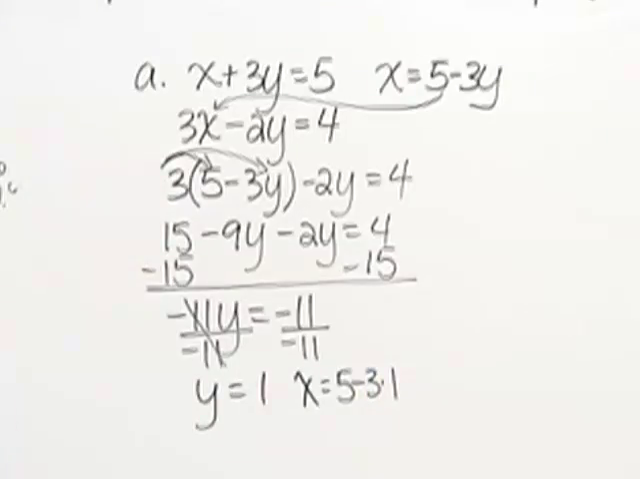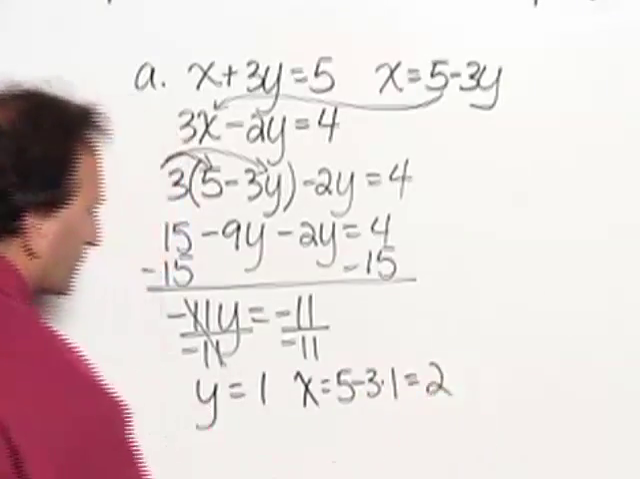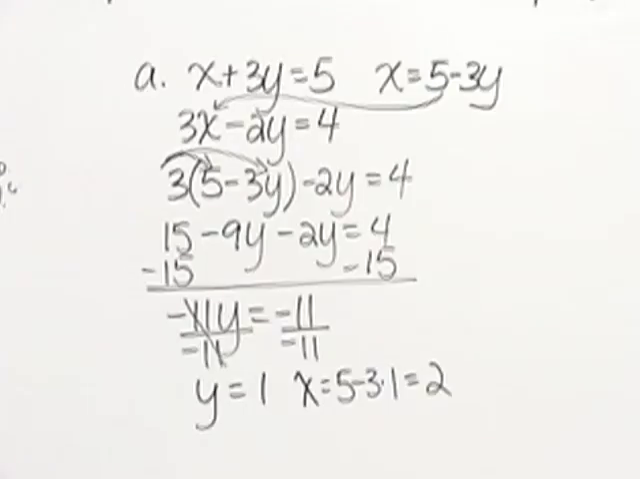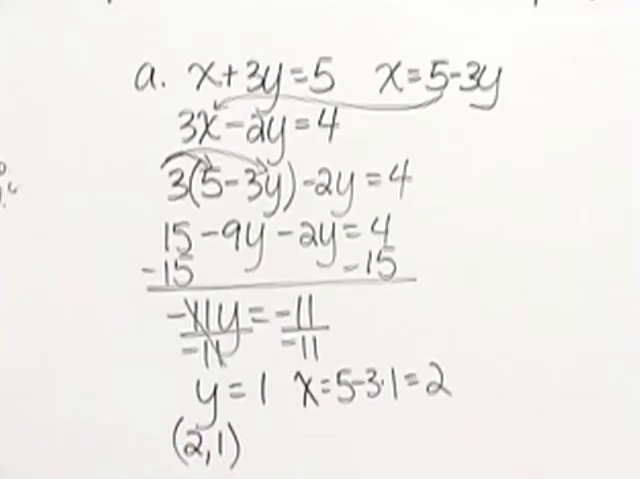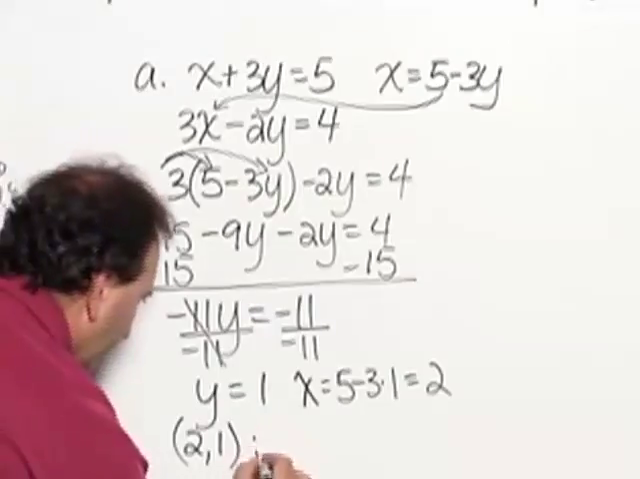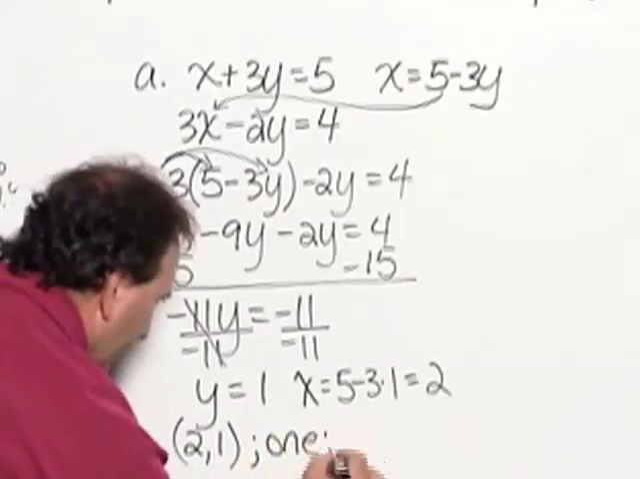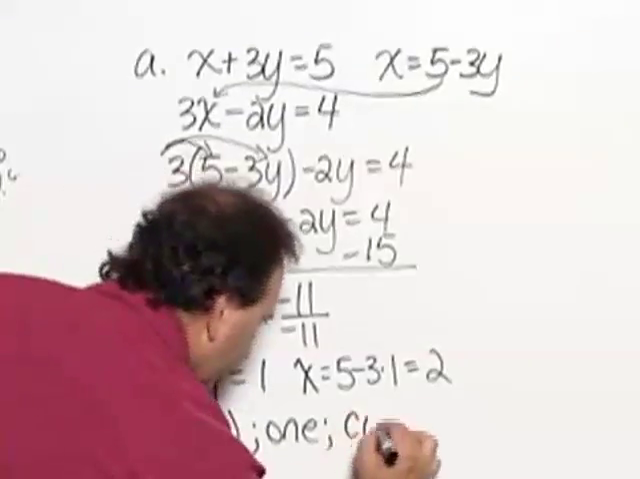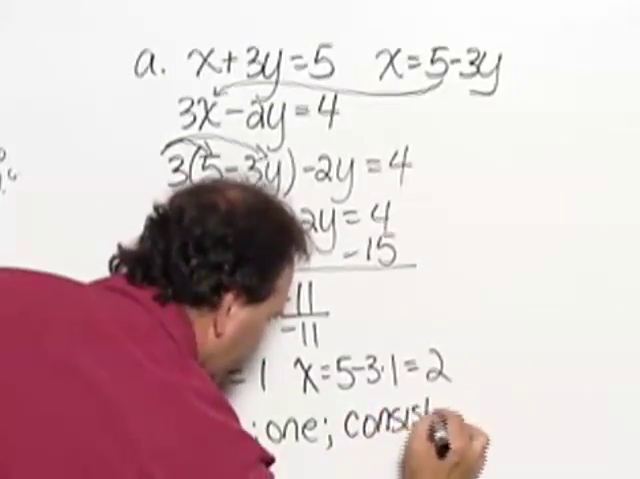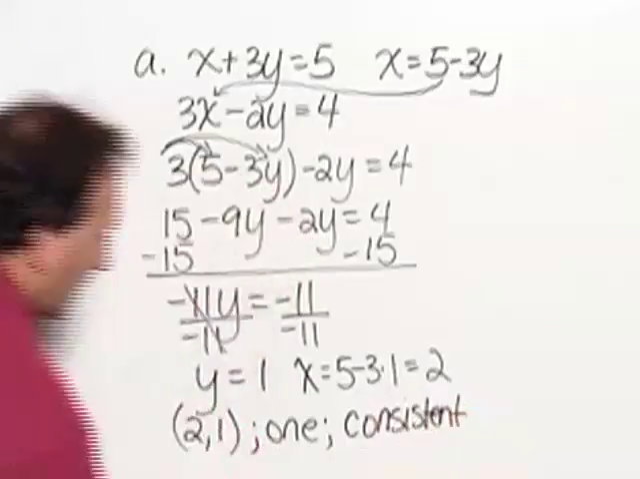And the y is 1, so that's 5 minus 3, which is 2. That gives us that the solution is (2, 1). We have one solution. And therefore, this system is considered to be consistent, since it does have at least one solution.